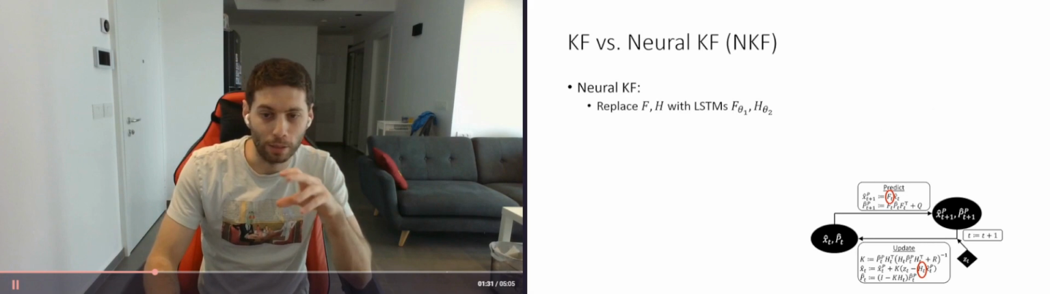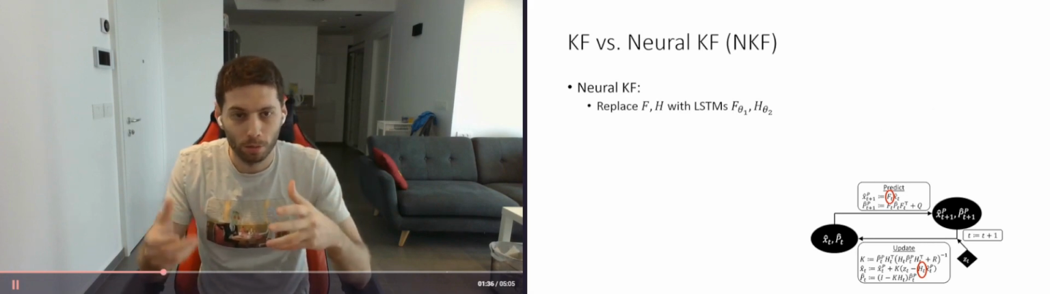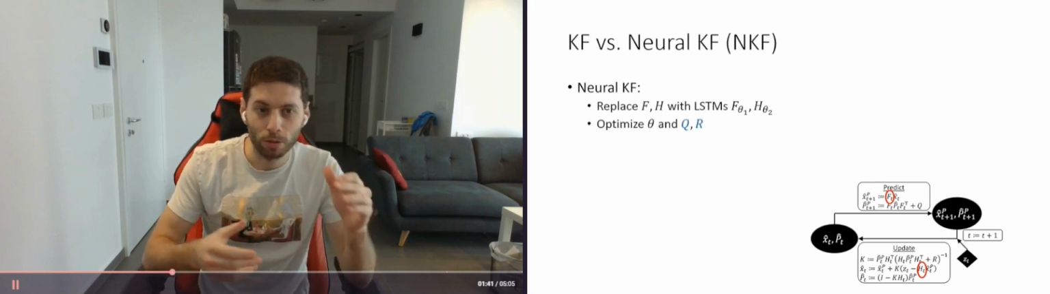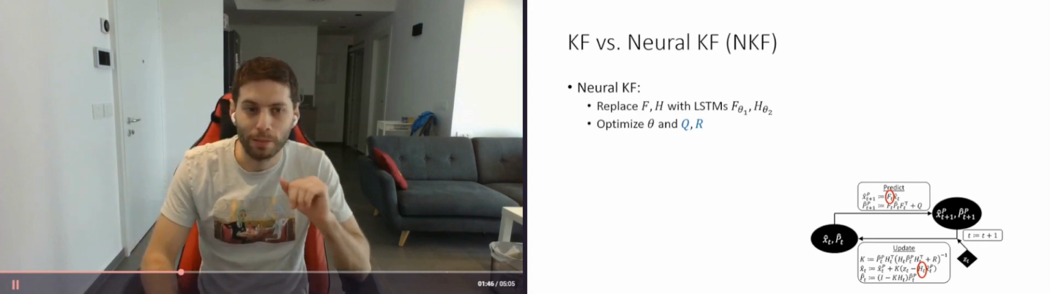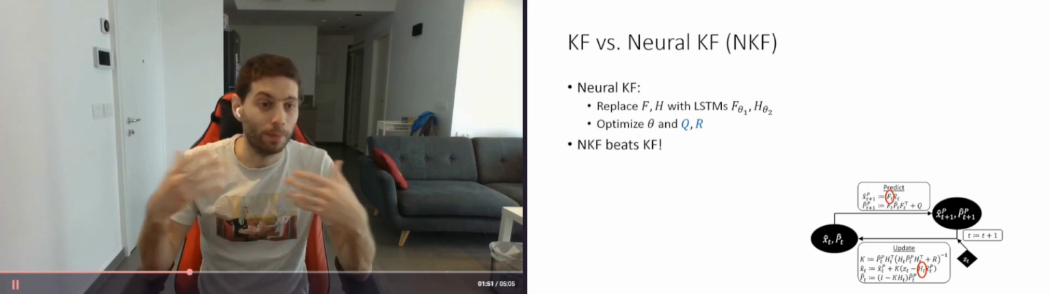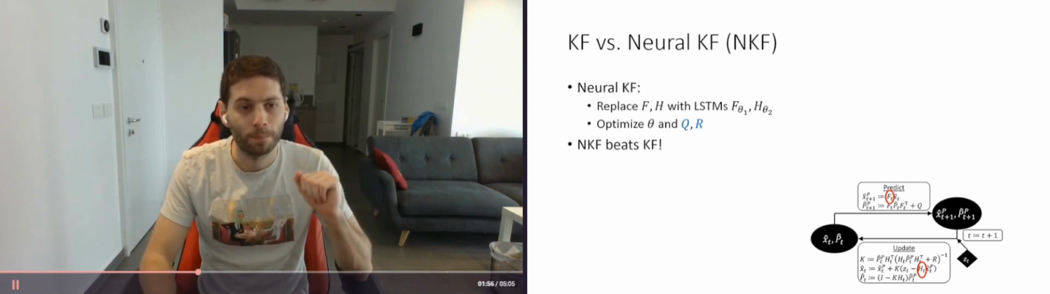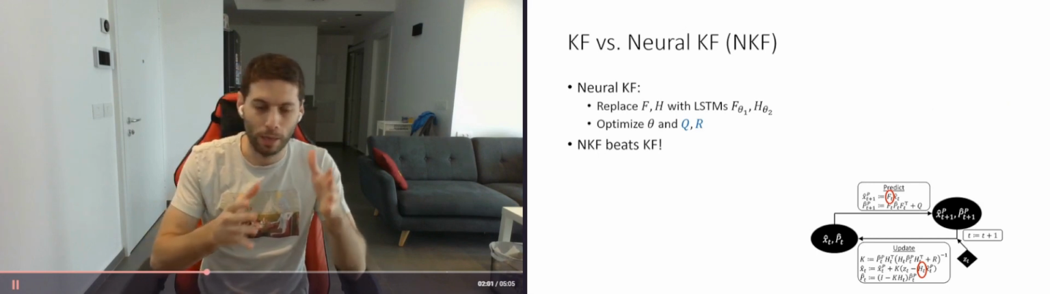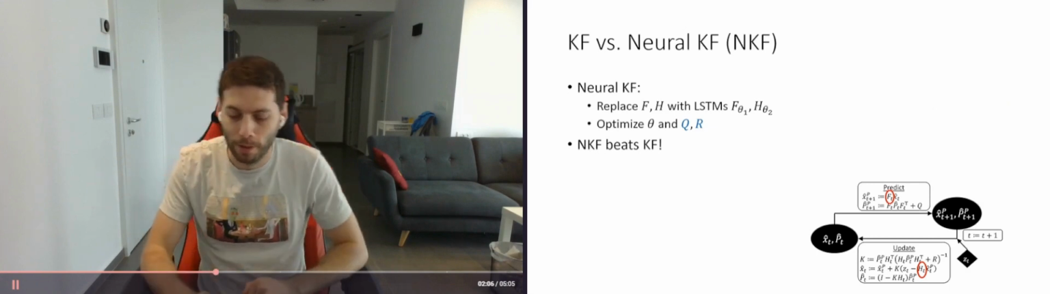So we focused on the linear modeling F, and we replaced it with a recurrent neural network. And then we optimized the parameters of the neural network using the data. And since we already have an optimization procedure, we also optimized the parameters Q and R of the Kalman filter itself. And we got better results. And we were happy. And then we noticed that we did two different things.